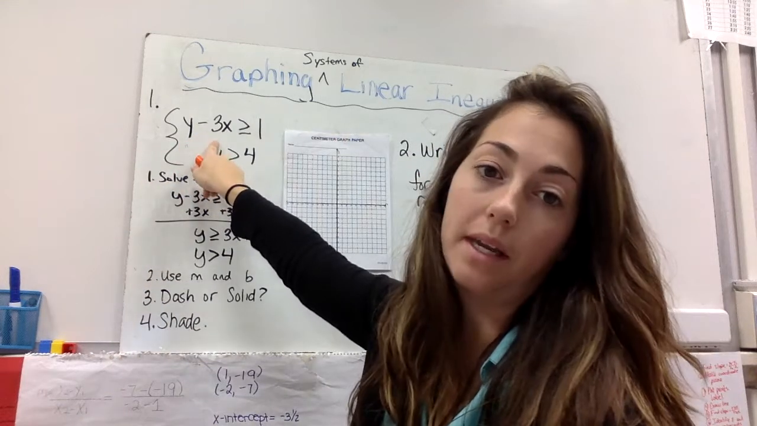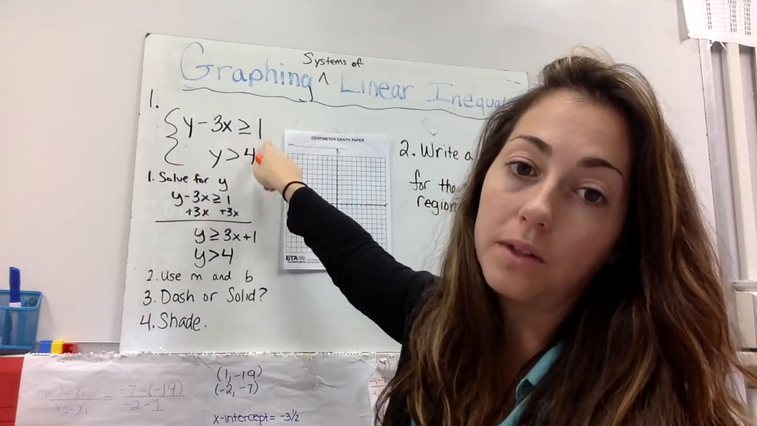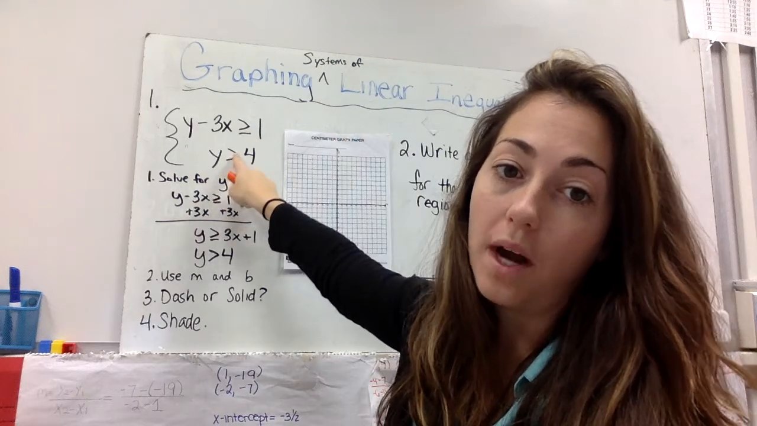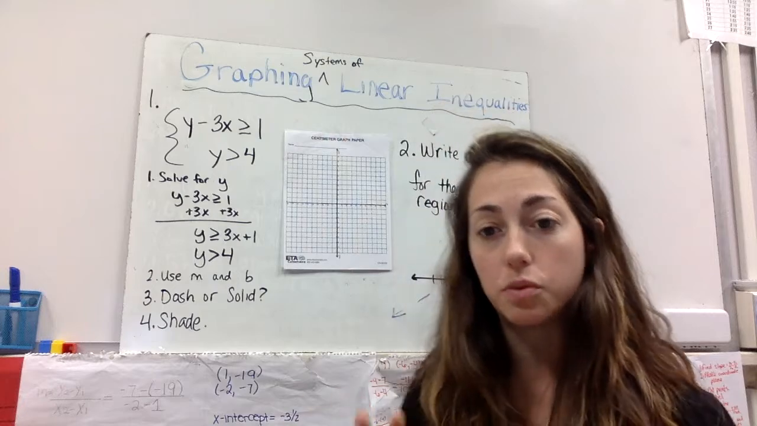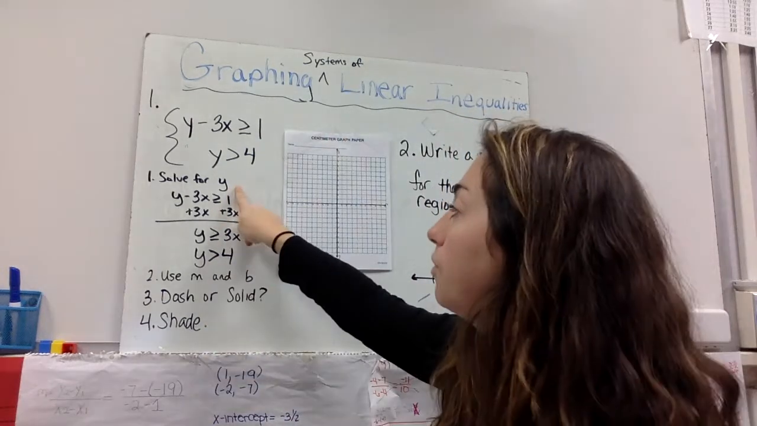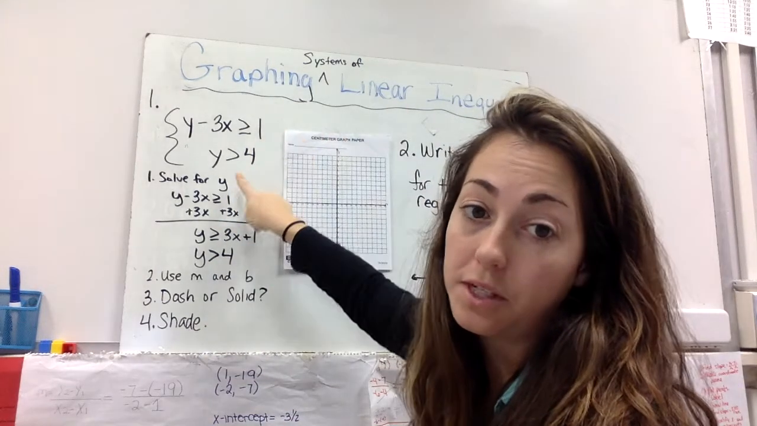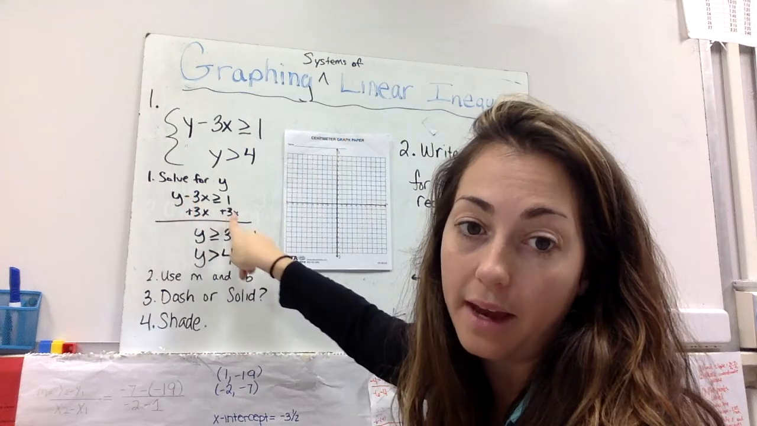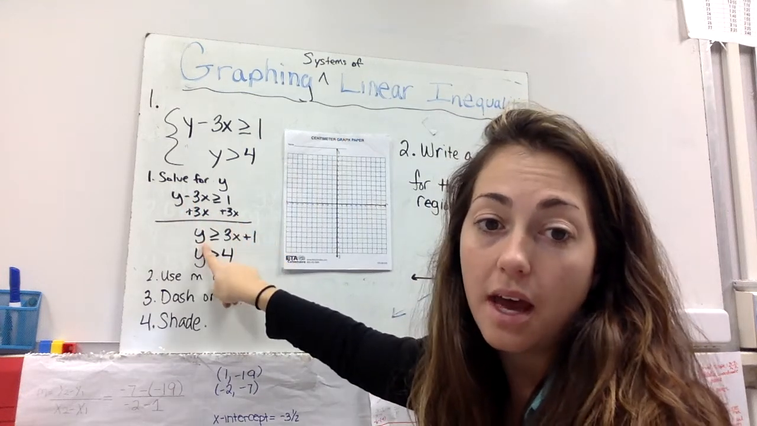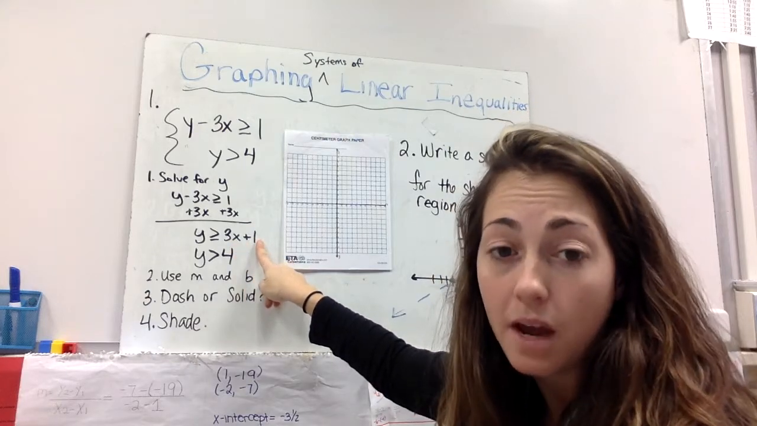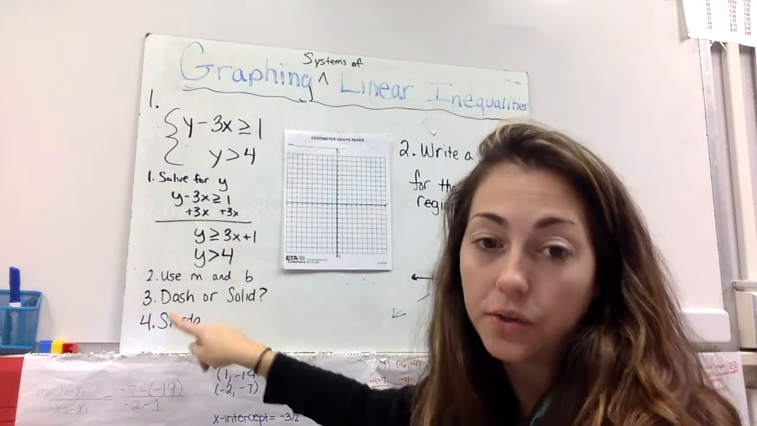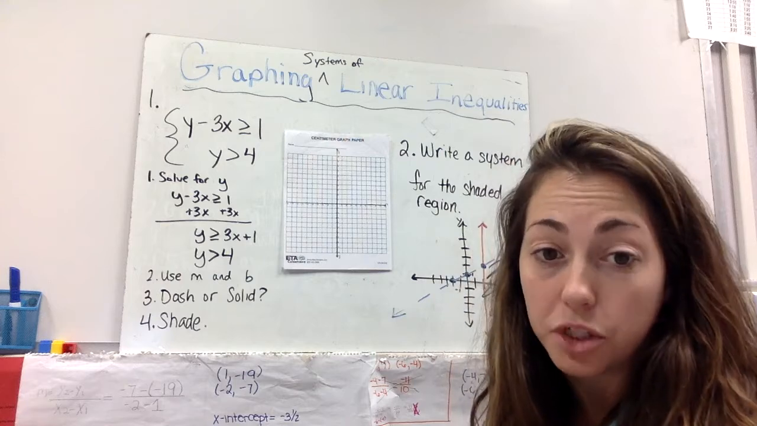So I have y minus 3x is greater or equal to 1 and y is greater than 4. So still the same steps. We're going to work with each one individually. Solve for y for the first one because I don't have y alone, so I add 3x to both sides and I get y is greater than or equal to 3x plus 1. Now I can follow the rest of my steps for each one individually.